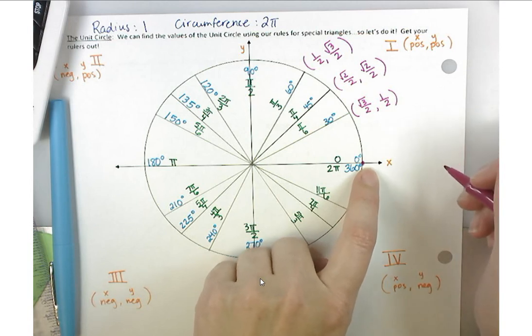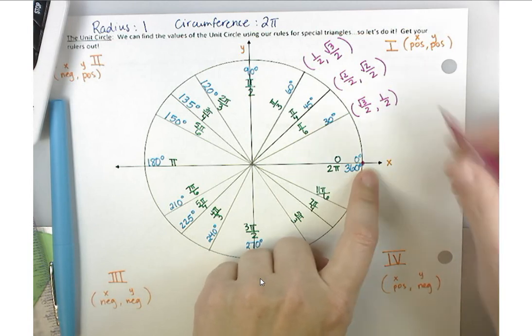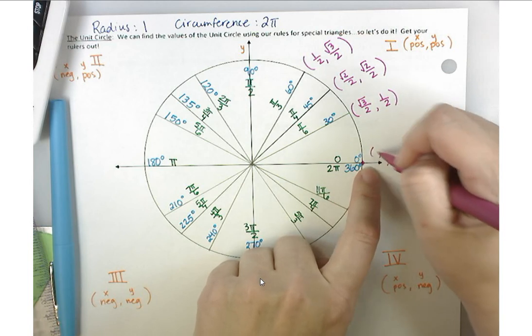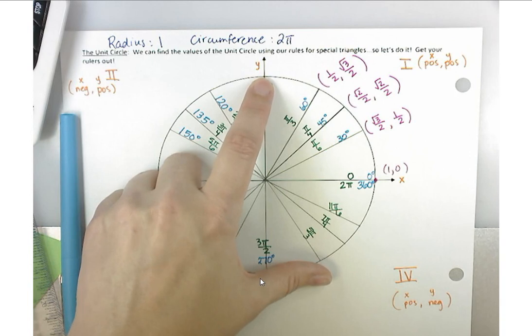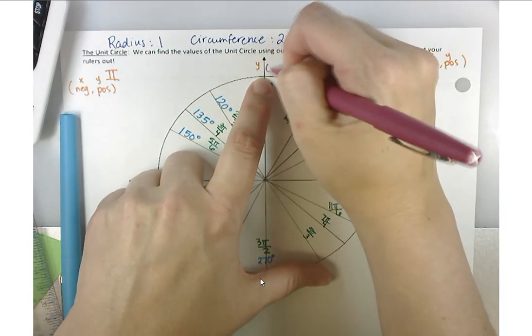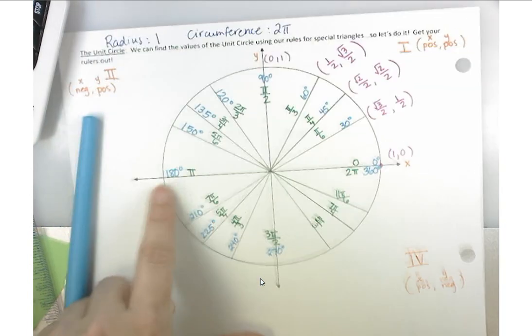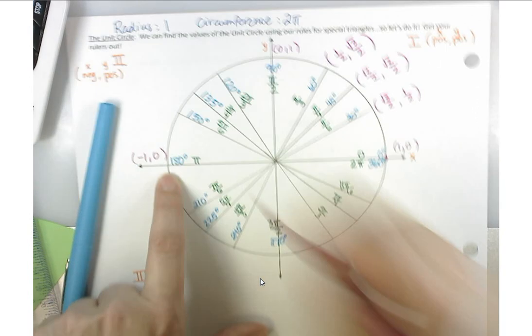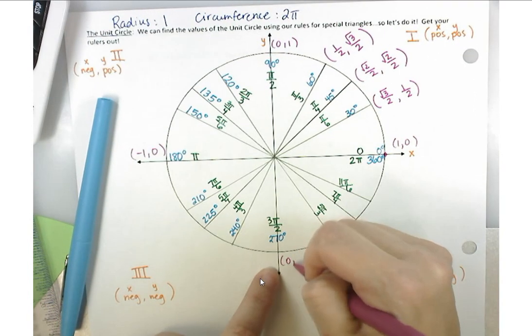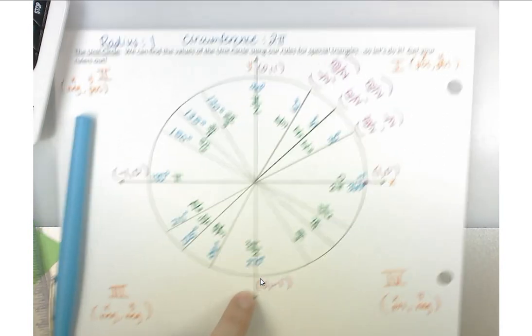1, comma 0. Yeah, 1, 0, right? At the top, I'd be where? 0, 1. 0, 1. Here I would be? -1, 0. -1, 0. And here I would be 0, -1.